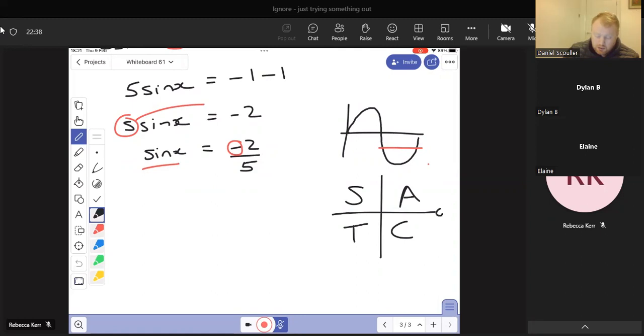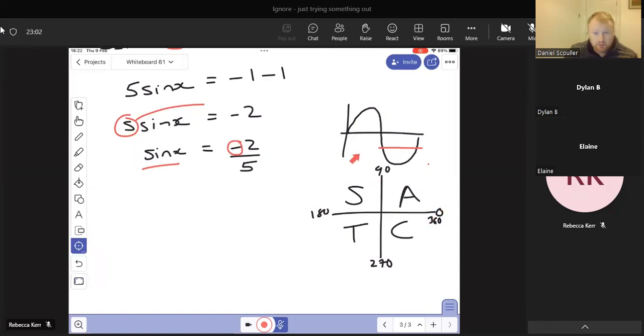Okay, we're 0 to 90, to 180, 270, and 360. Okay, so where is sine negative? That's what we're trying to think of. Sine isn't negative between 0 and 90. Okay, it's positive if you look at the graph. Between 90 and 180, again, it's positive. But between 180 and 270, it's negative.